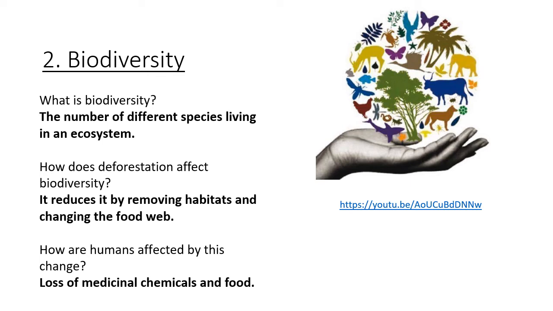How does deforestation affect it? Well, it reduces it, surprisingly enough, by removing habitats, and it changes the food web. Go back a few lessons and you learn about how wolves being reintroduced to Yellowstone changed the food web for the better there, because it increased, if you remember, the biodiversity. There were more species as a result. By removing the wolves, though, that reduced biodiversity back in the days when they hunted them.